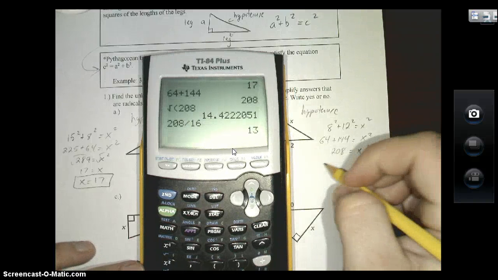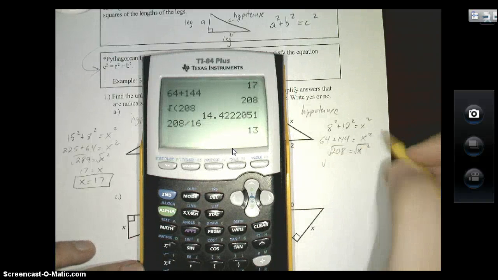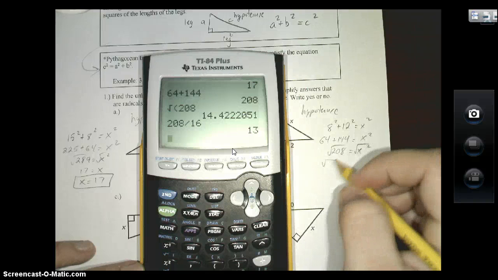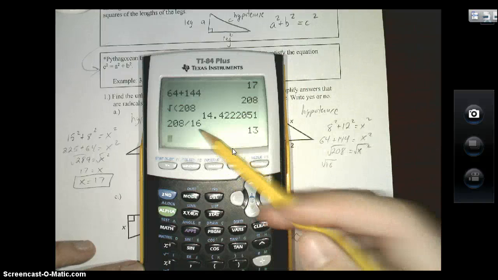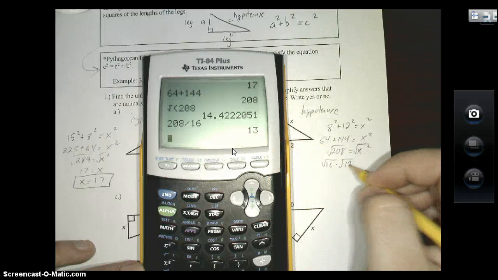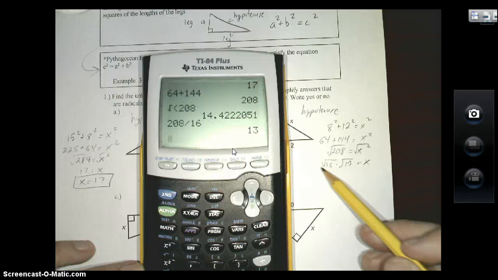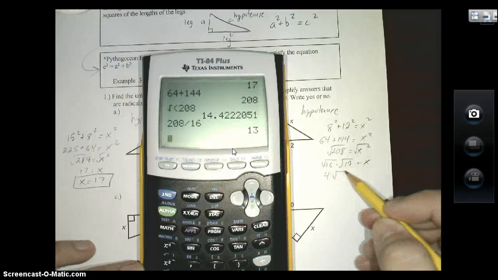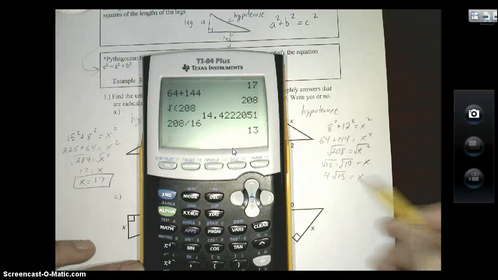So when we take the square root of both sides, we have the square root of 16, which is right here, times the square root of 13, equals x. And then we can break this down one more time. Square root of 16 is 4. Square root of 13 is still square root of 13.